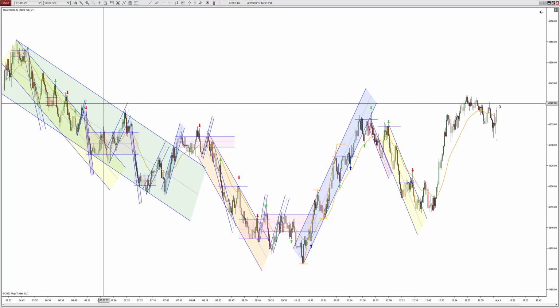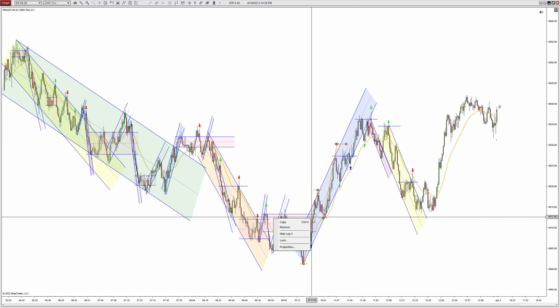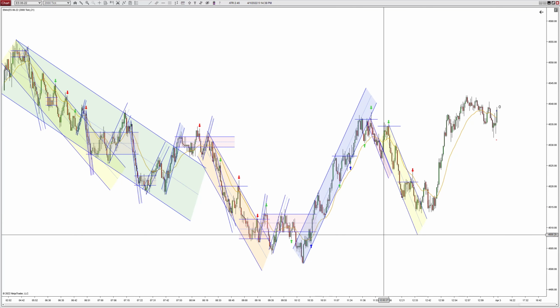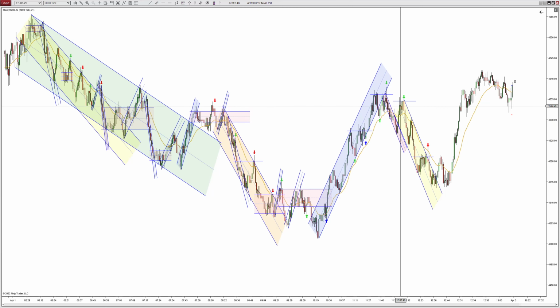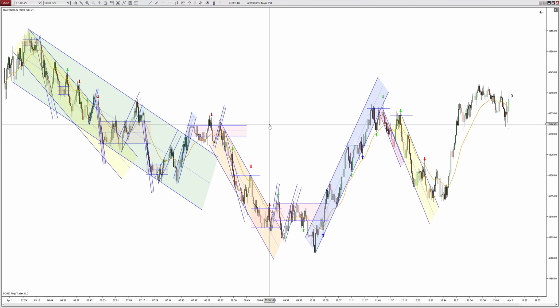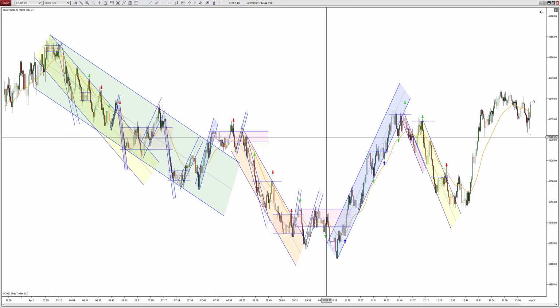Really, we had 2 fairly measured legs down, then we kind of went sideways, and then we corrected to the upside. Pretty straightforward. Yeah, so that's how I saw it. I won't beat around the bush today.